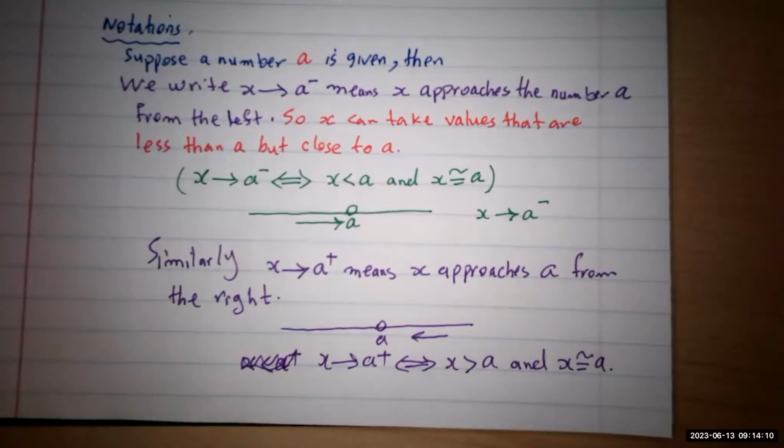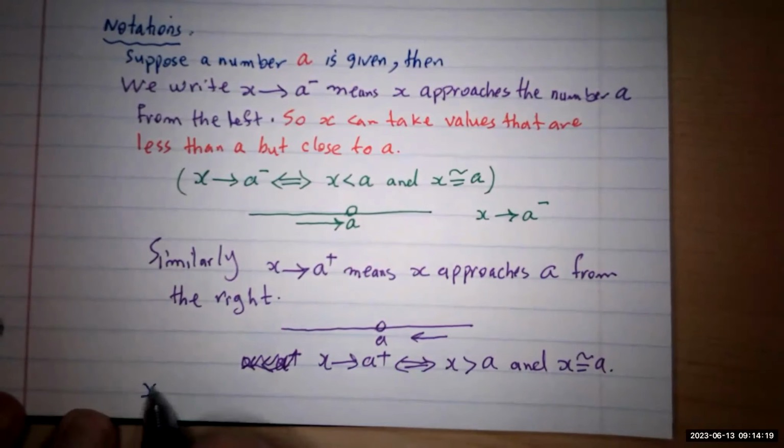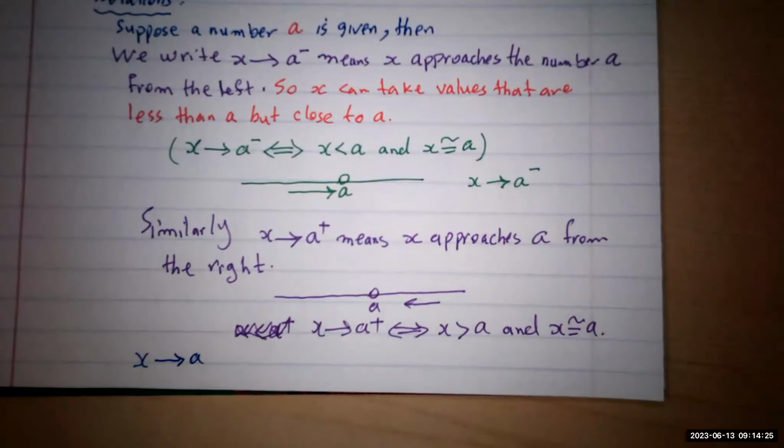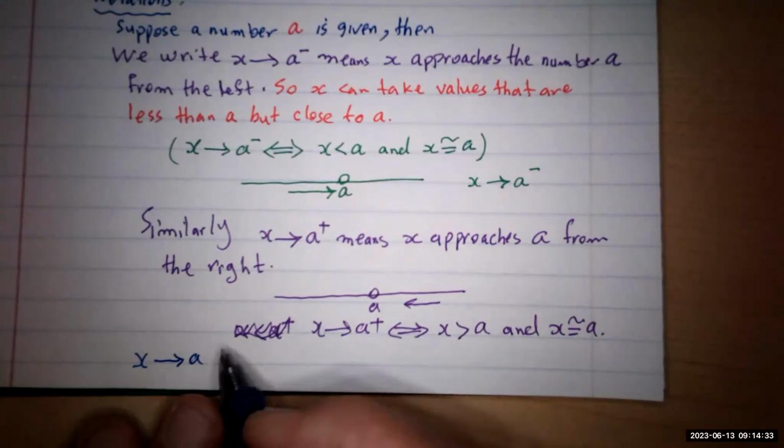For the estimation from the left, X goes to A negative. And we write X goes to A. So this means we are going to estimate the value of the X closer and closer to the A from the right and from the left.